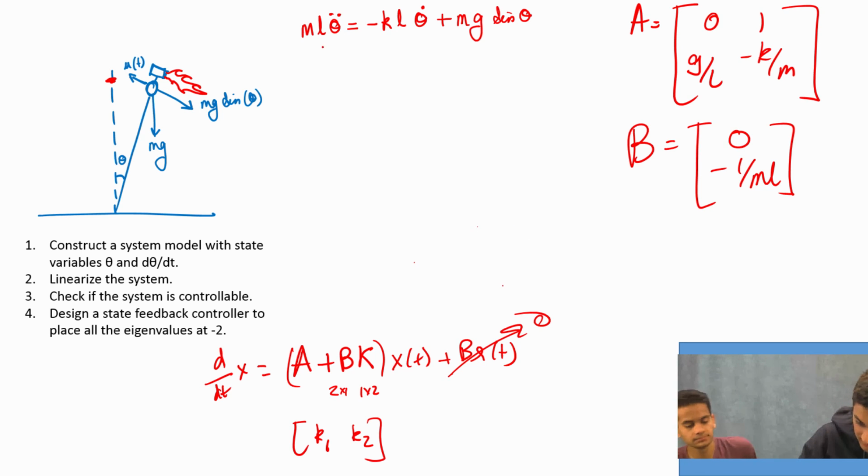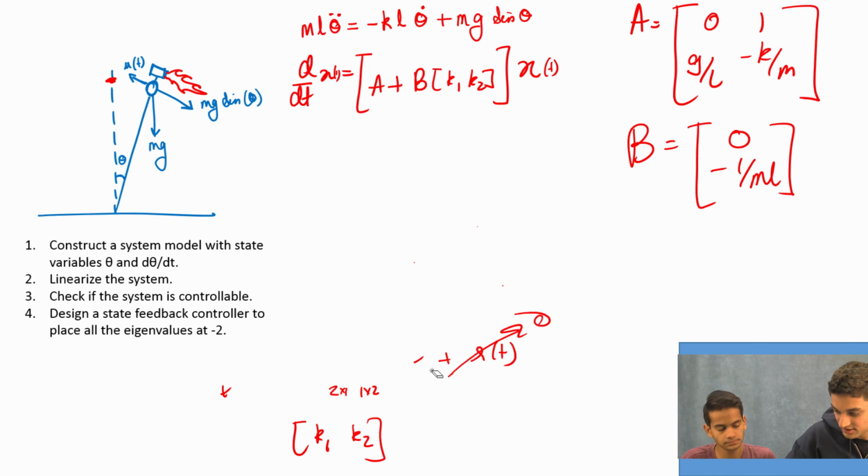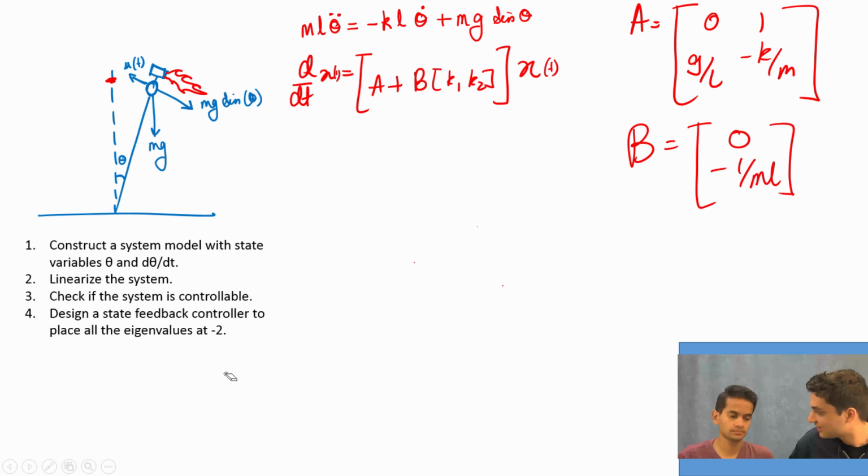So we have a model: d/dt x equals (A plus B K1 K2) times x(t). Perfect. And I can erase this too. Now for simplicity, let's put in values for our G, L, and K.